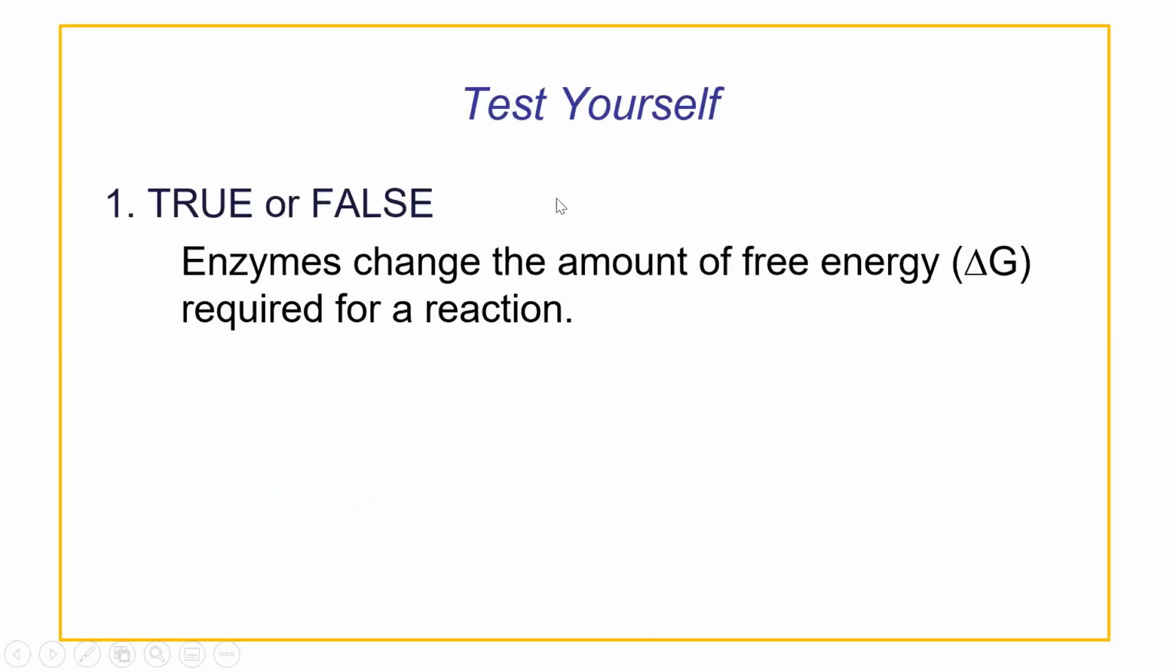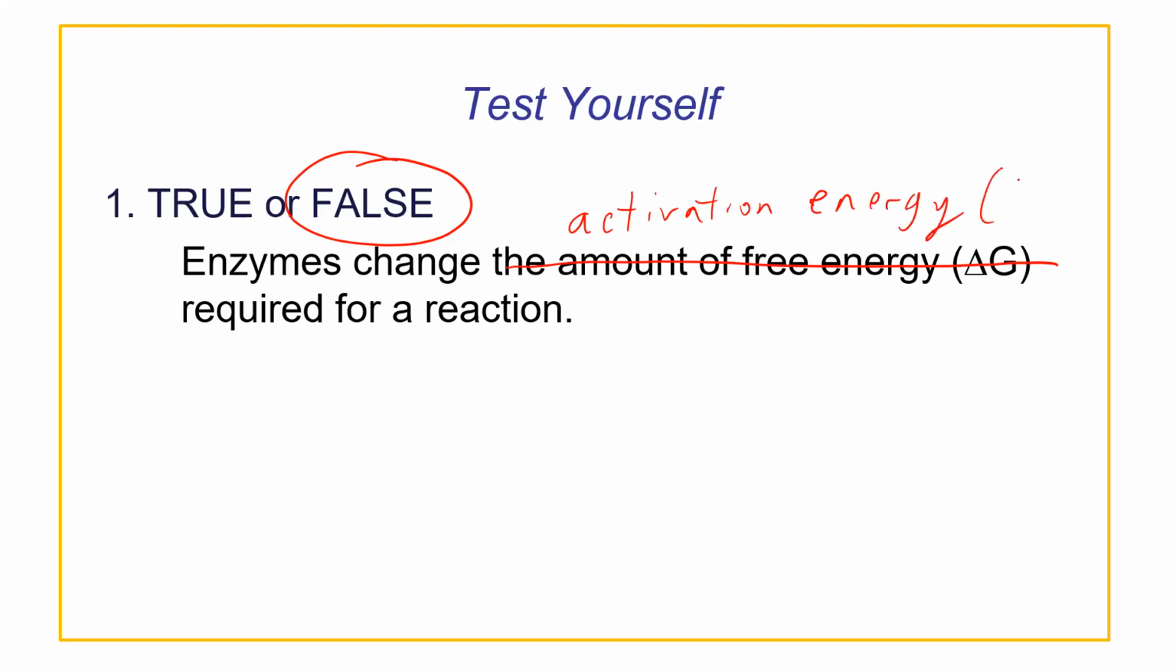Okay, so quick break here just to test ourselves. True or false? Enzymes change the amount of free energy required for a reaction. So the answer is false. What do enzymes change? Enzymes change the activation energy, not the overall energy of the reaction. So that is a different variable, and we're representing that as E little a.